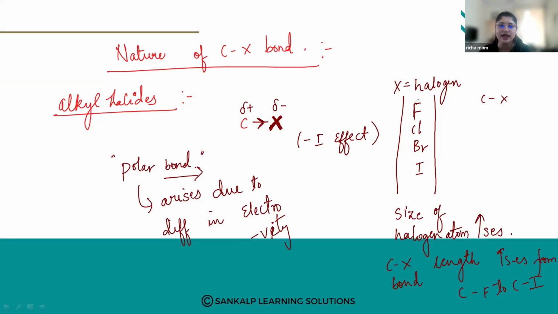Why does it increase? Because as you go down the group, what will happen to the size? Size will increase. Okay, so this is the nature of your CX bond. Is it clear?